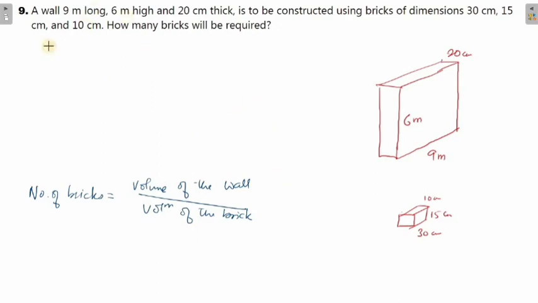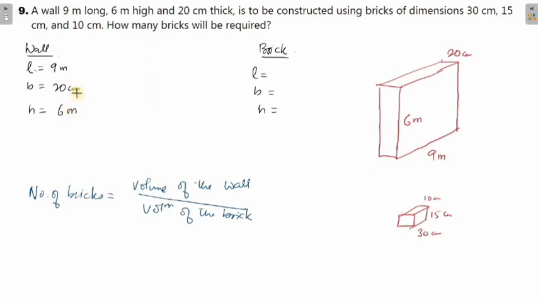So we have got two cases here. We have got a wall and we have got a brick. We'll calculate their volumes. Since they are cuboidal in shape, we are going to have their length, breadth and height. For the wall, length is given to be 9 meter, breadth is given to be 20 centimeter, and the height is given to be 6 meter.